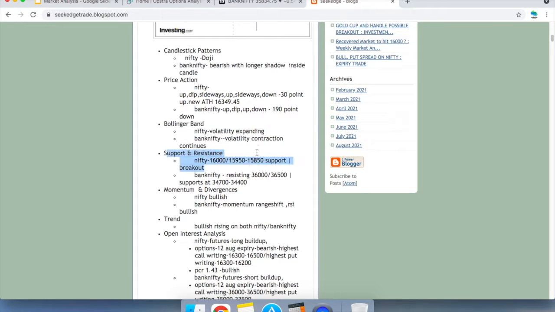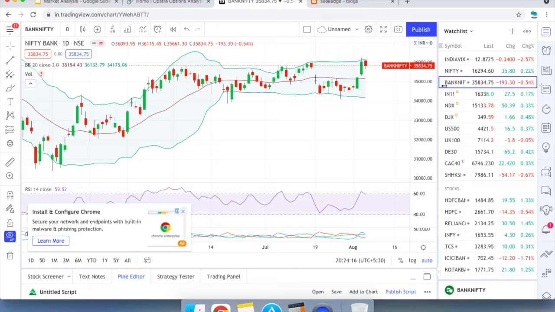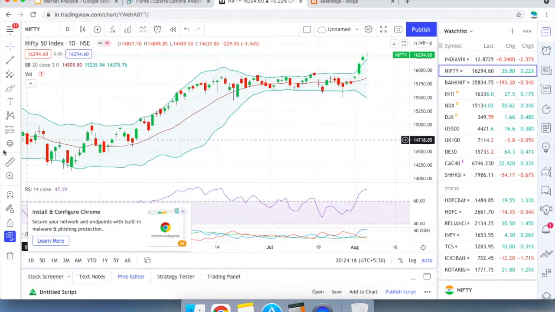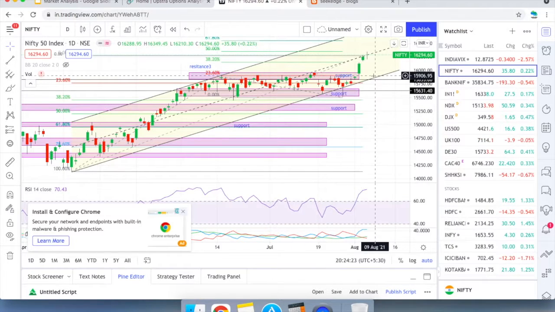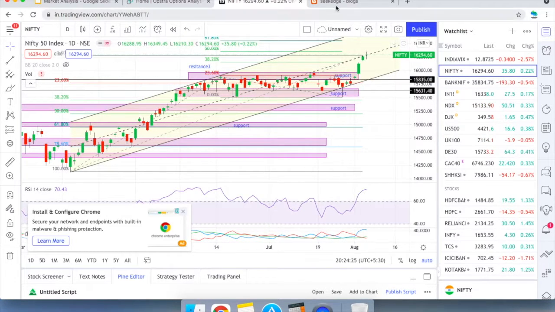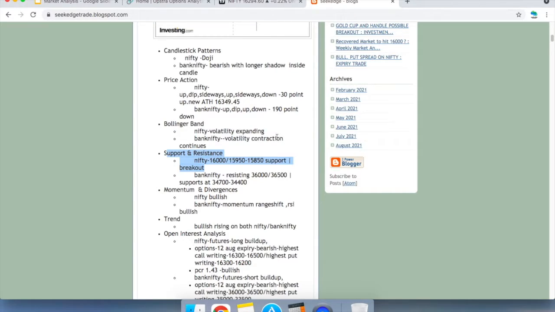What's the next point? Support and resistance. On Nifty, it's uncharted territory. We don't know the resistance, but the support is very clear. 16,000 is a round number support, and 15,950 to 15,850 is the previous resistance area, which will be the first basic support. So it is actually right now beyond resistance and it has broken out.